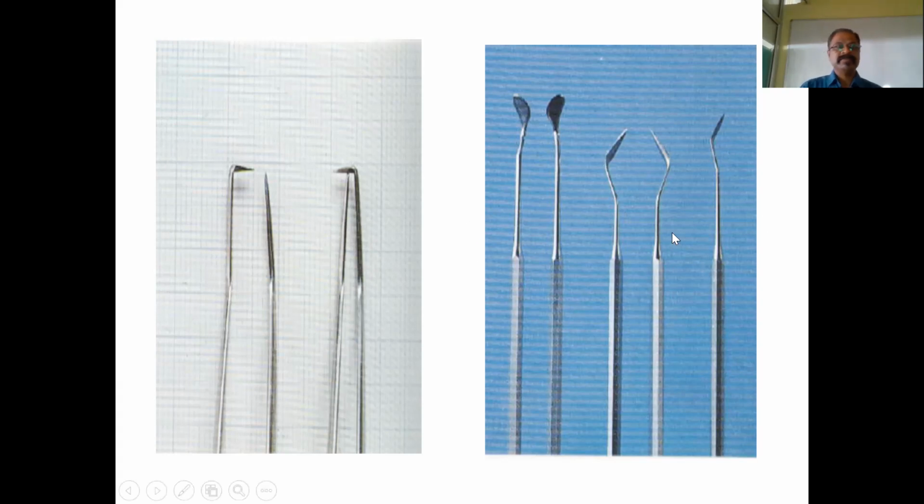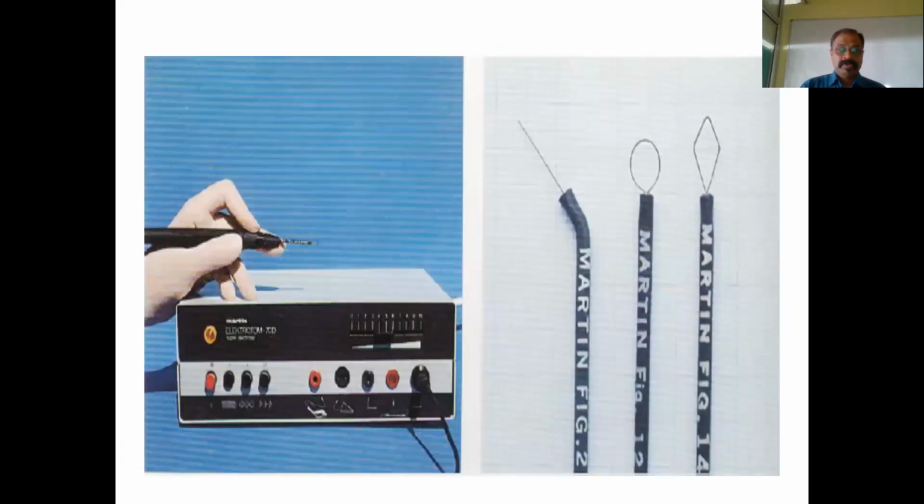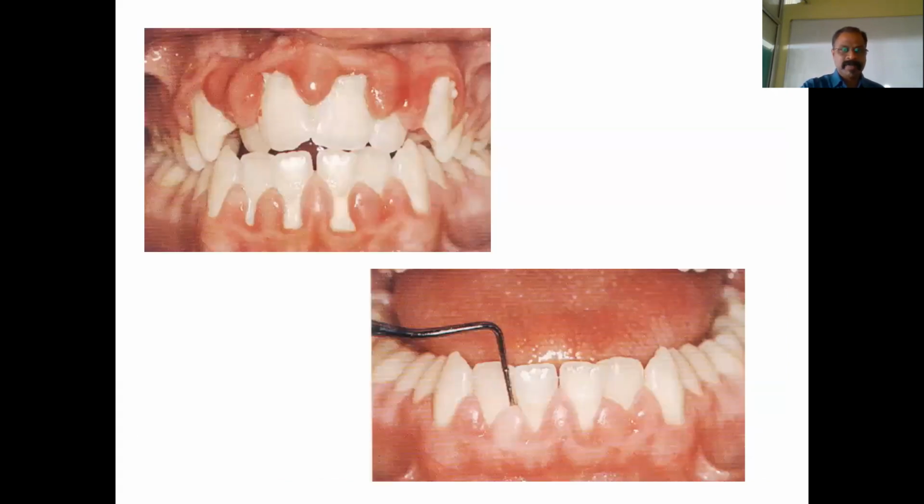So these are your gingivectomy knives. You have your Kirkland gingivectomy knives, and then you have your Orban's interdental knife. Along with that, you can also use an electrocautery. I'll be telling you in detail a little bit later what electrocautery is. So you can use the electrosurgical method as well.